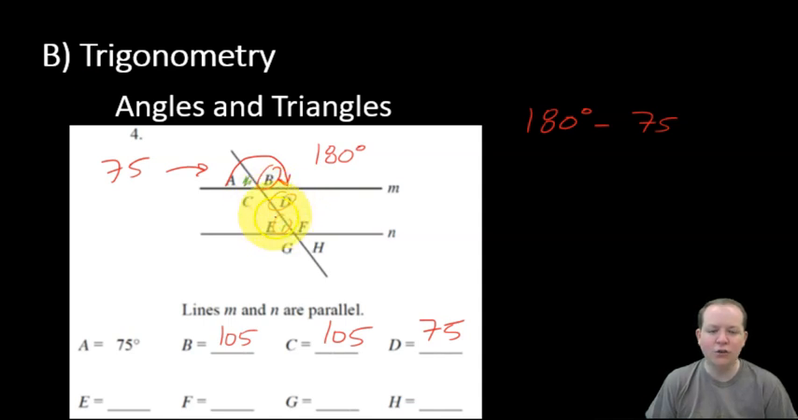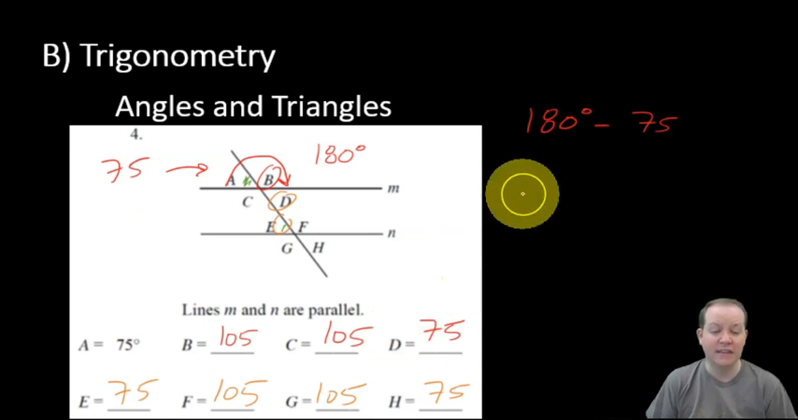D and E, those are alternating interior angles, so those need to be the same. If D is 75, E is 75. Okay, so now I know that E is 75. H is vertical, so it needs to be the same. That's 75. E and F, I have the same situation as before. Those have to round out my other two for the same reasoning as before.